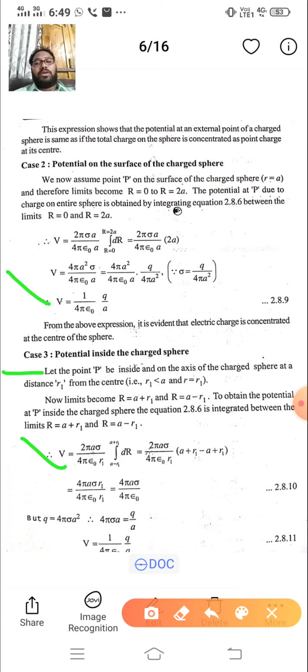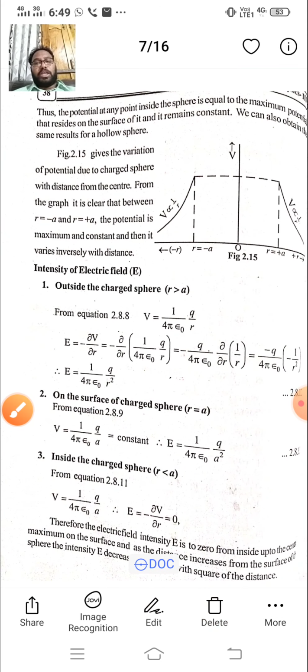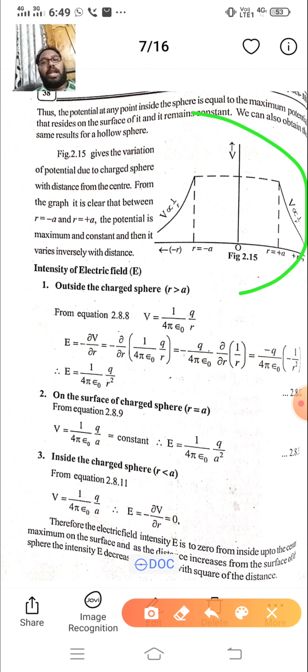So we can write V equals 2 pi a sigma by 4 pi epsilon naught into r1. Integrating on both sides, we get V equals 1 by 4 pi epsilon into q by a, which is the same value of the electric potential on the sphere and inside the sphere. So the diagram will be like this.